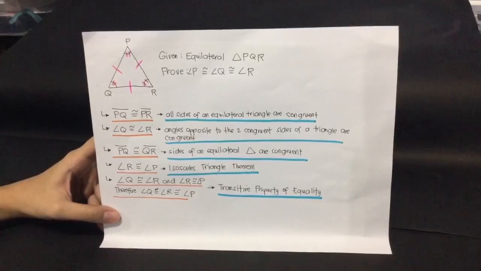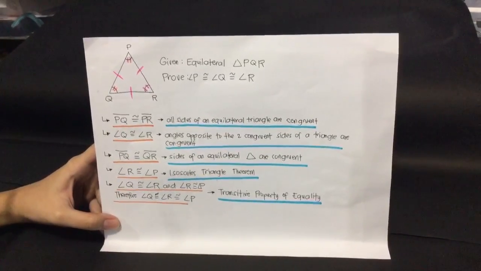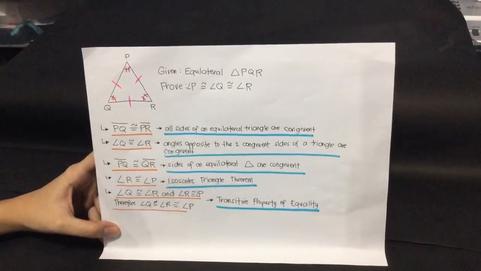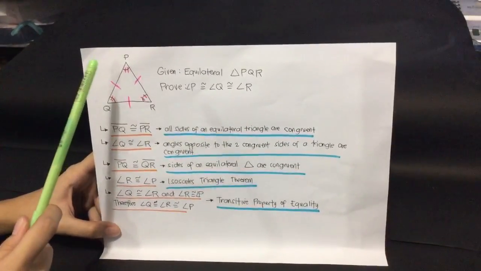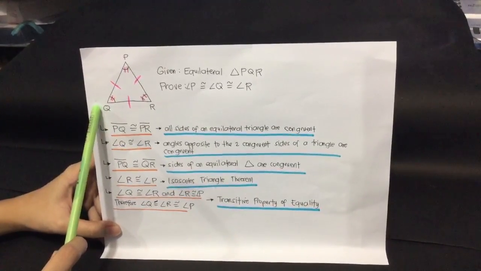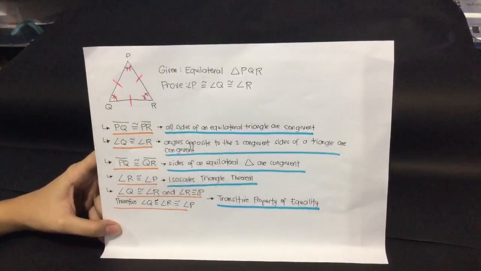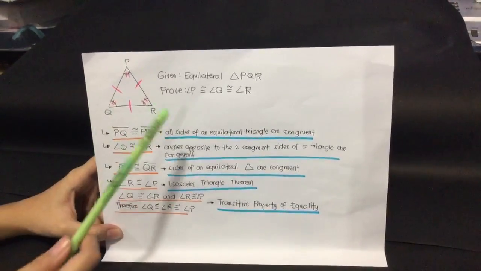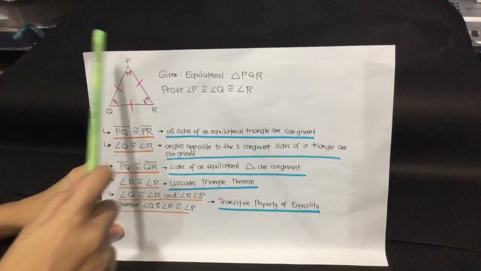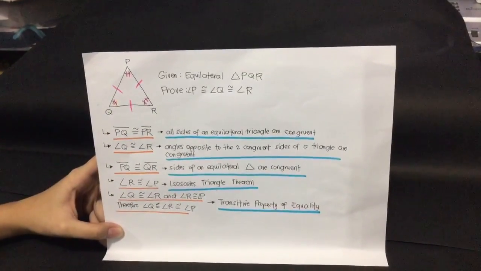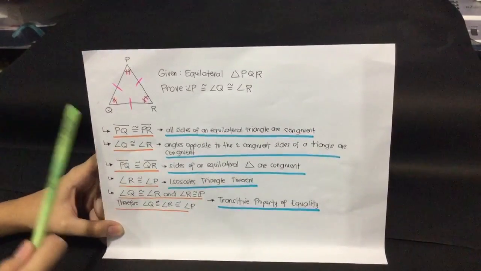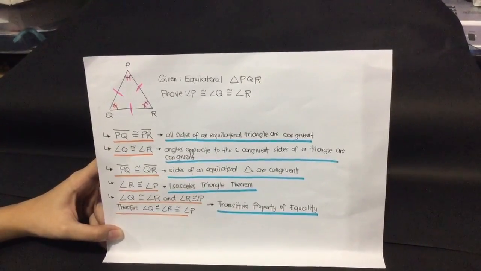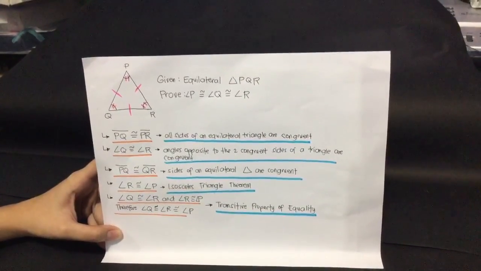To further explain this corollary, here is an example. Given equilateral triangle PQR, prove that angle P is congruent to angle Q and congruent to angle R. First, segment PQ is congruent to PR because all sides of an equilateral triangle are congruent. Second statement: angle Q is congruent to angle R. It is because angles opposite the two congruent sides of a triangle are congruent.